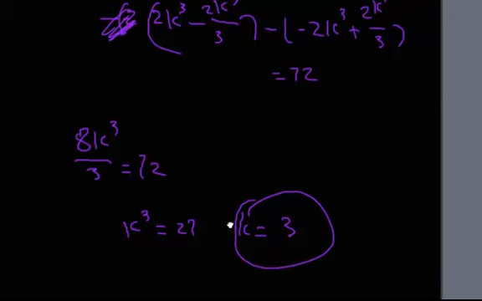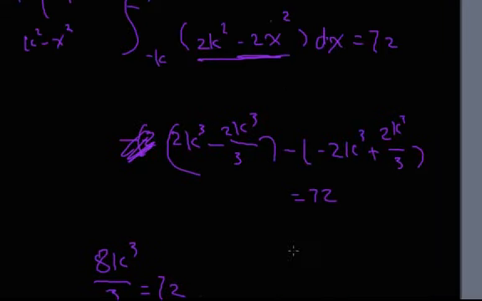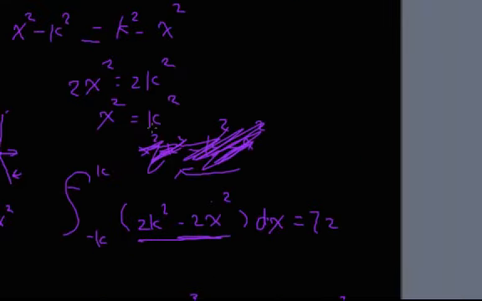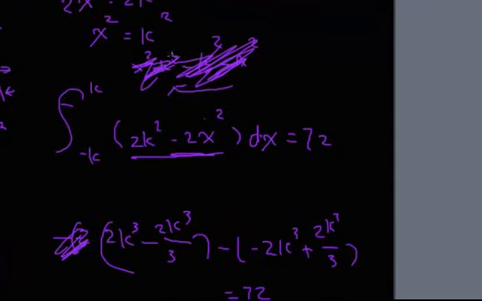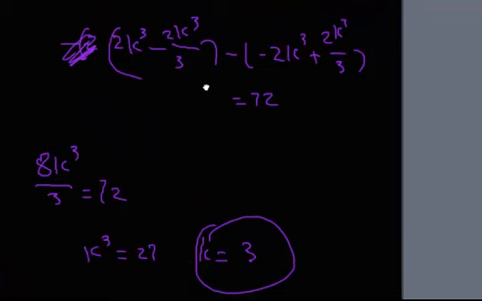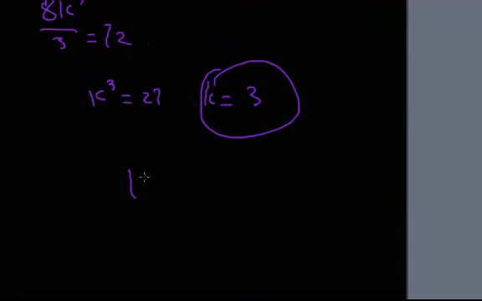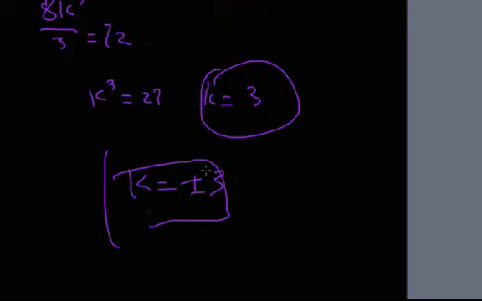However, k could be either positive or negative, because here it won't affect the graph at all. Therefore, the answer is k equals positive or negative 3. Alright, thank you.